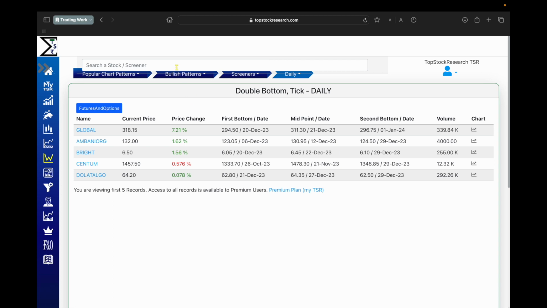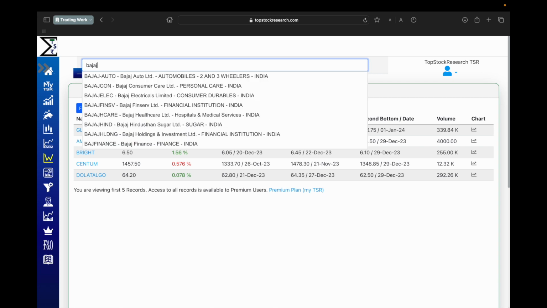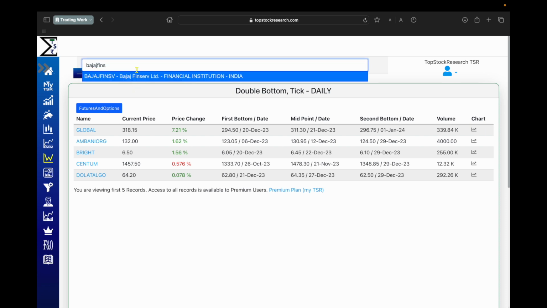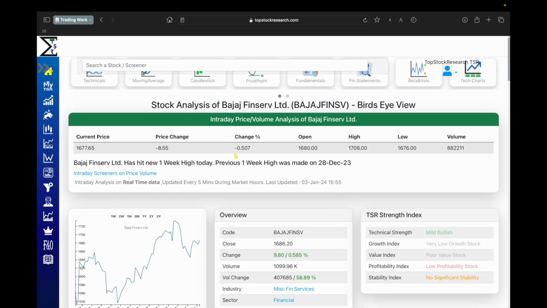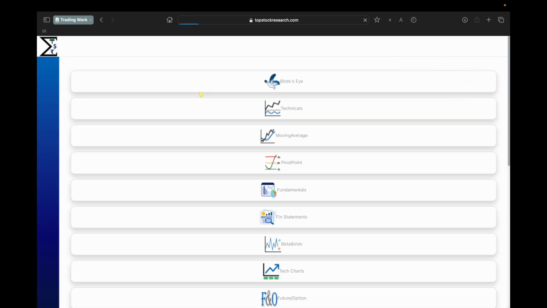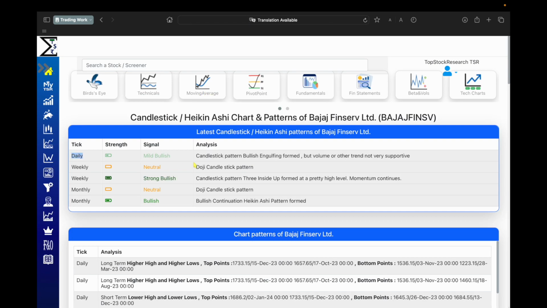Not only this, you can screen any stock you like. I'm going to search for something else, like Bajaj Finserv. If I search this stock, it will show the price change and the open, high, low, volume details. And here you can see the candlestick. If you click this in the daily time frame, you can see the candlestick pattern bullish engulfing formed, but volume and other trends are not very supportive. In the weekly time frame, you can see a doji candlestick pattern. Let me check it.